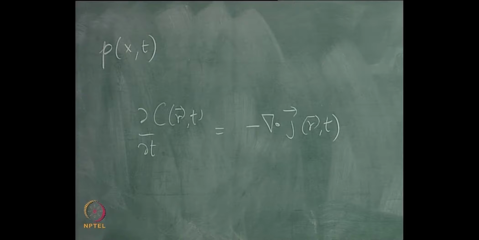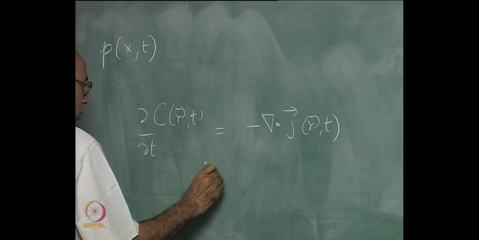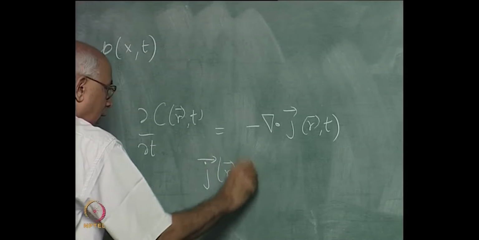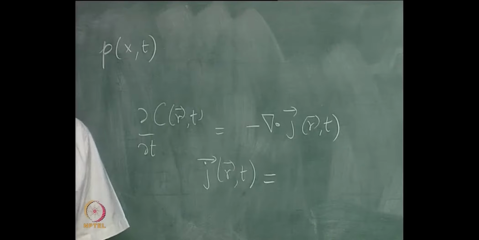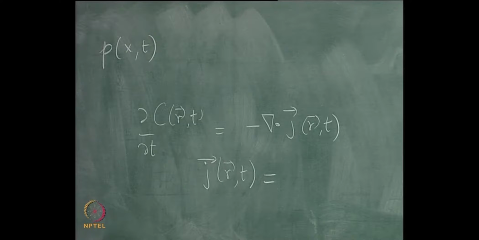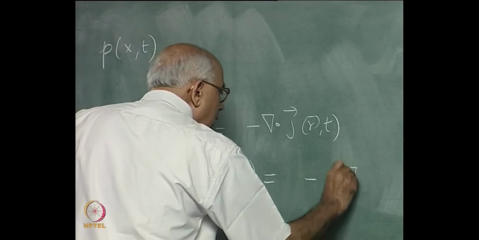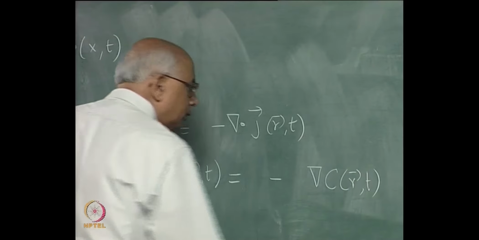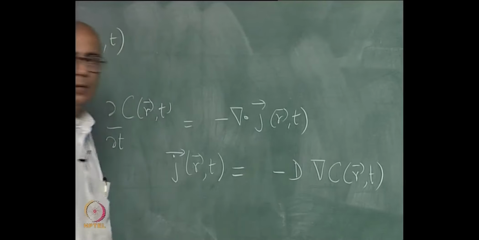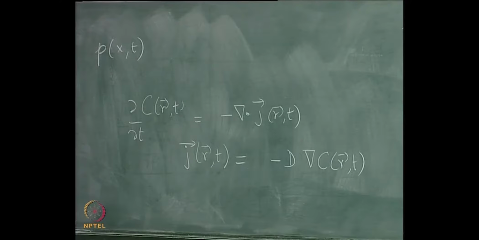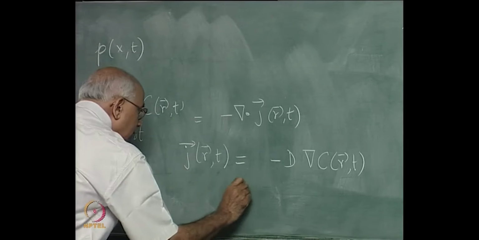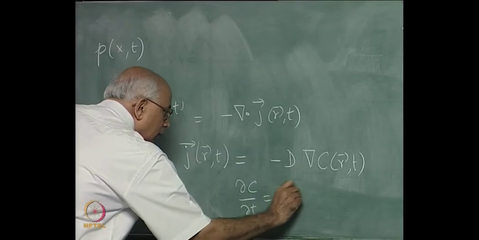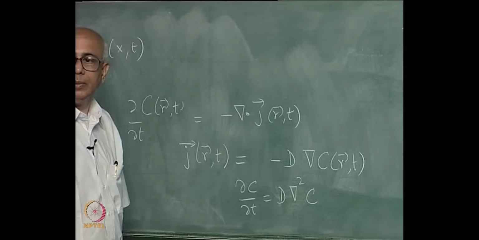But the second law says something dynamic. It says under suitable conditions the current J of r, t is proportional to the negative gradient of the concentration. So the current moves from the region of higher concentration to the region of lower concentration. It is equal to minus the gradient of the concentration, and the coefficient here is called the diffusion coefficient D. When you put both together, of course you end up with the diffusion equation, which says delta C over delta t equals D del squared C. That is the famous diffusion equation.